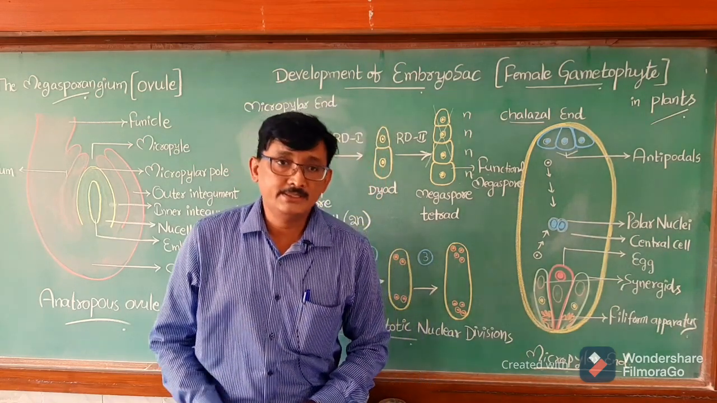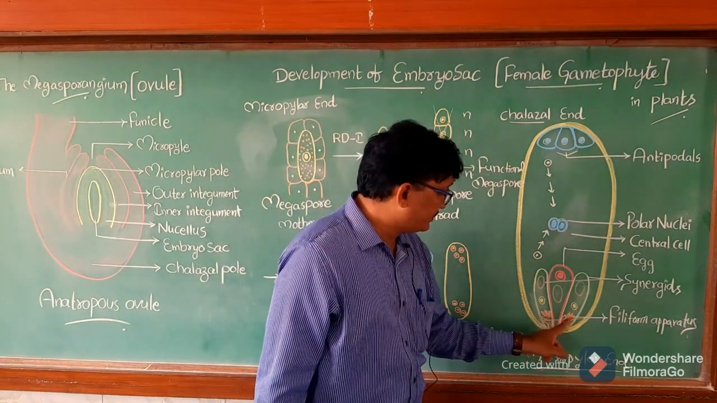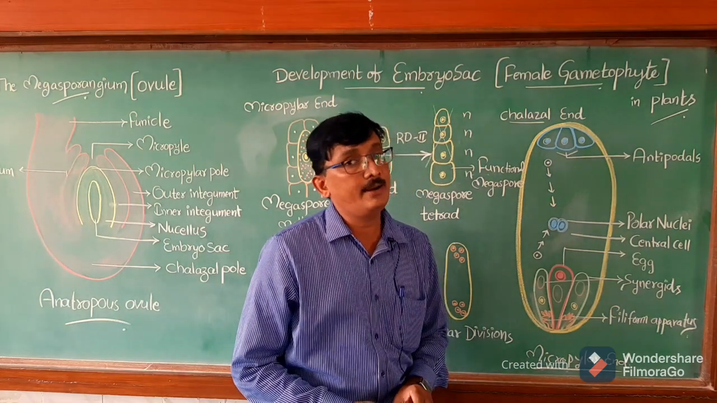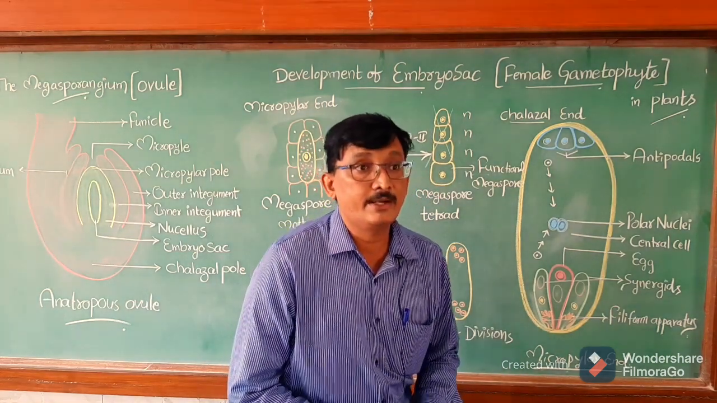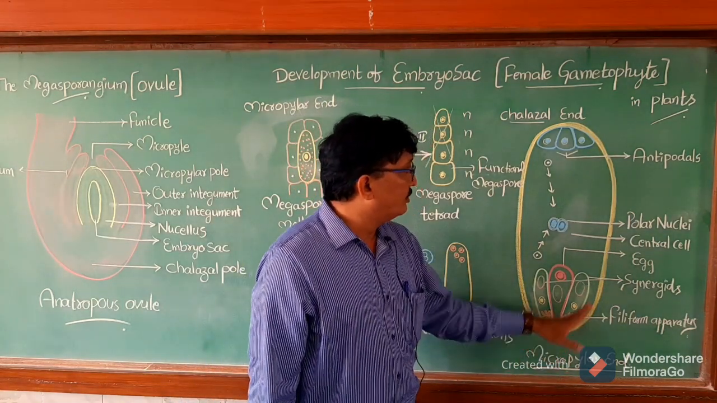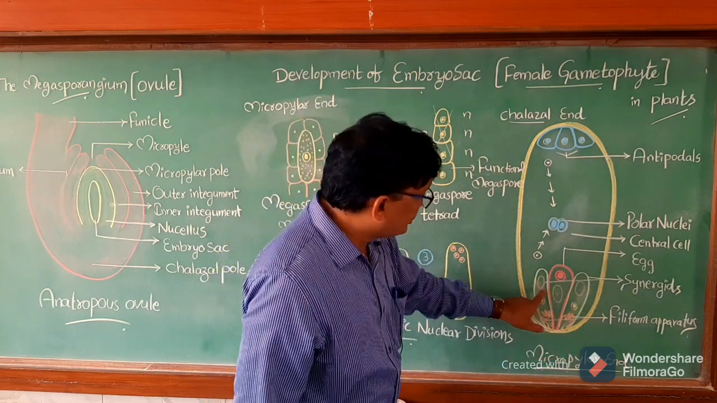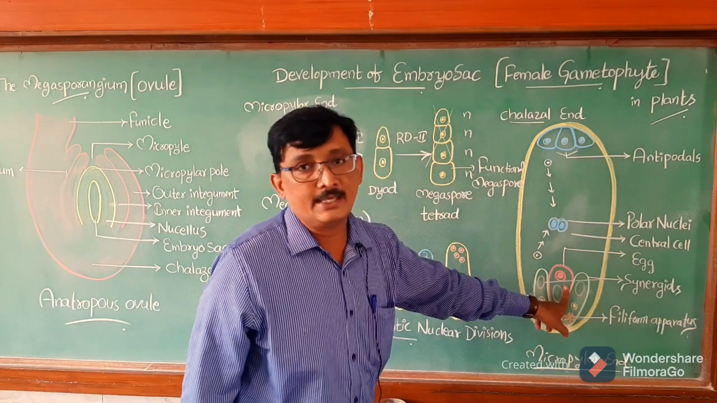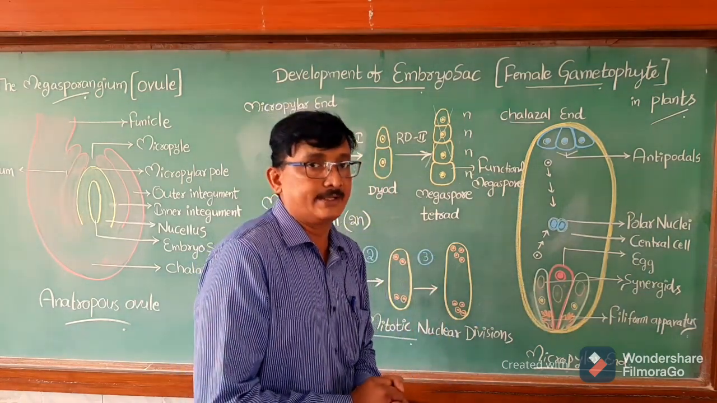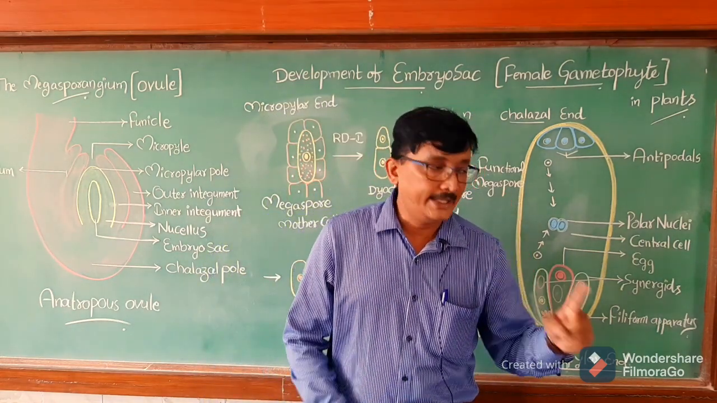One more important point is that synergids have finger-like projections. These finger-like projections are called the filiform apparatus. The filiform apparatus guides the pollen tube for its entry into the embryo sac. Finally, the 2 synergids and 1 egg cell are collectively called the egg apparatus. So, the egg apparatus consists of 2 synergids and 1 egg cell.